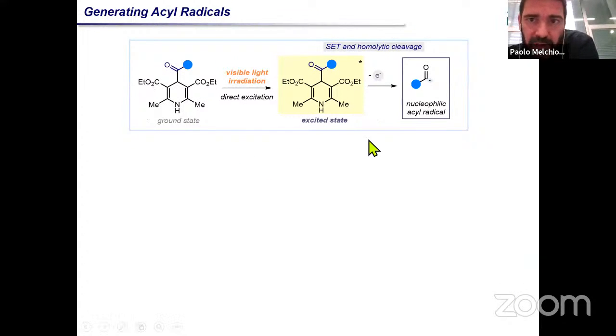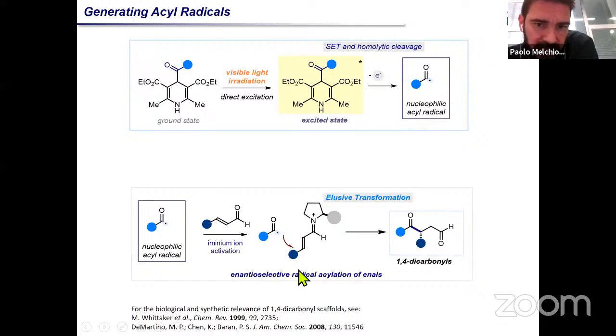Okay, then we tried to develop an acyl radical, again, upon direct excitation of this dihydropyridine. In particular, in this case, we wanted to exploit the nucleophilic character of this acyl radical. And to do so, we wanted to trap it with a ground state electrophilic chiral iminium ion, a reactivity we discussed before. If successful, this 1,4 acyl radical conjugate addition will lead to the formation of these 1,4 dicarbonyl compounds that are useful synthons in synthetic chemistry.